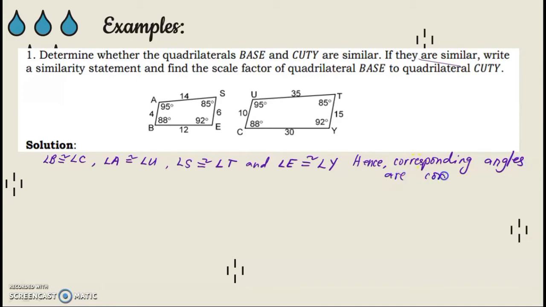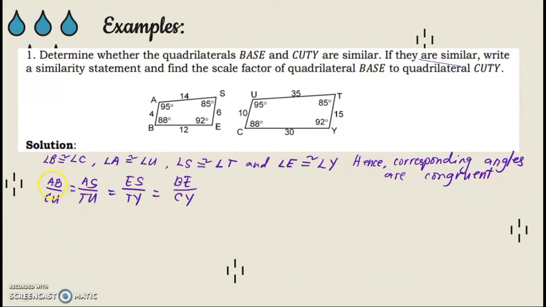are congruent. So, na-tick or na-check na yung isa nating kondisyon, di ba? Pag similar, corresponding angles are congruent. Tama? So, yung isa na lang, yung proportion. Tingnan natin kung proportional na sila. So, AB over CU must be equal to, isahin muna natin, AS over TU is equal to ES over TY and BE is equal to CY. Tama? O, i-check natin kung tama.